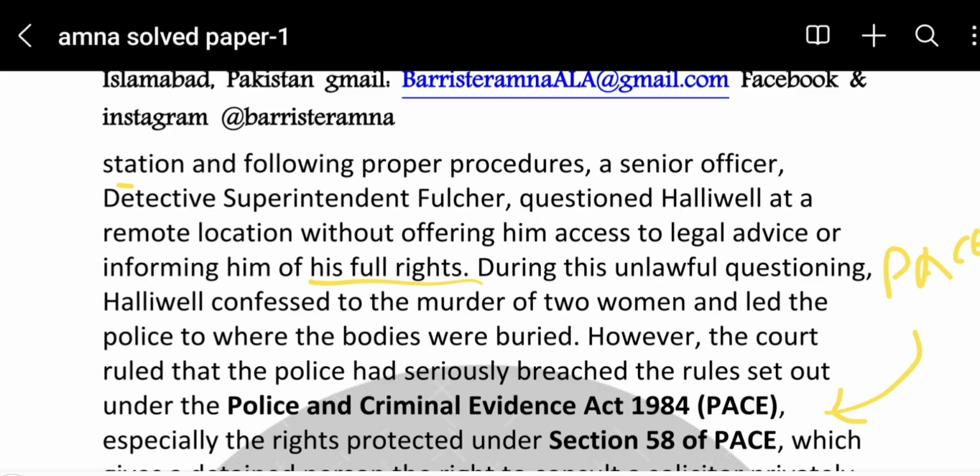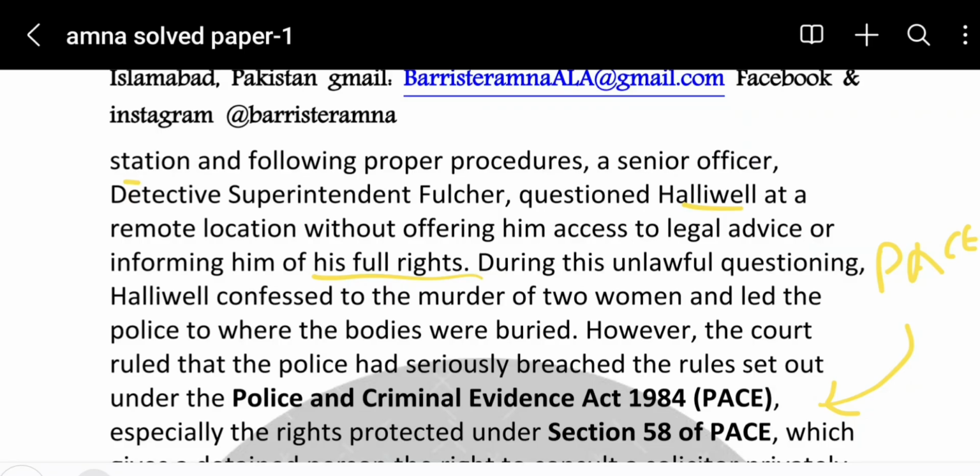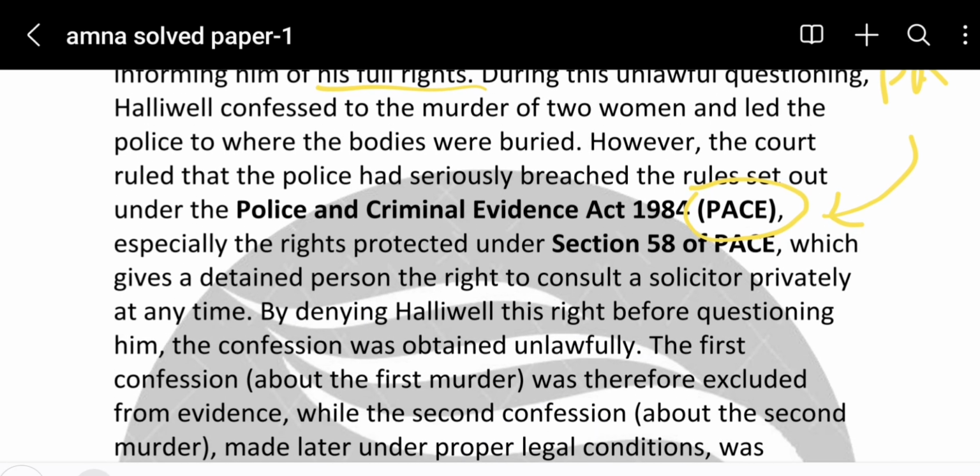So all of these rights must be informed by the police to the suspect, but in this case the police did not inform the suspect, Halliwell, about all the rights. That's the reason, even though Halliwell accepted that he had committed a crime, he had buried their bodies, and the bodies were found, yet police did not follow the proper procedure as mentioned in PACE. That's the reason the court refused the evidence of the police against Halliwell. This is what happened in this case.